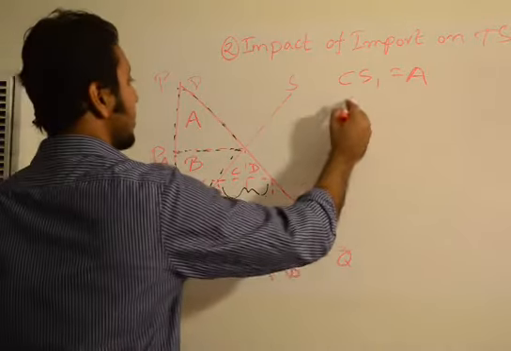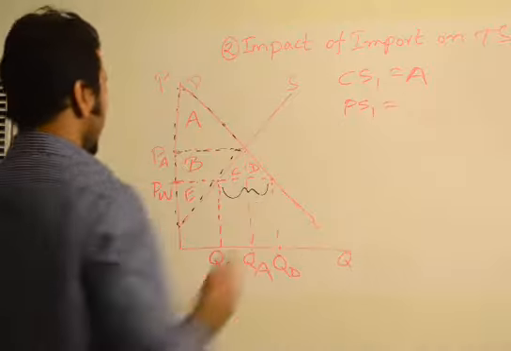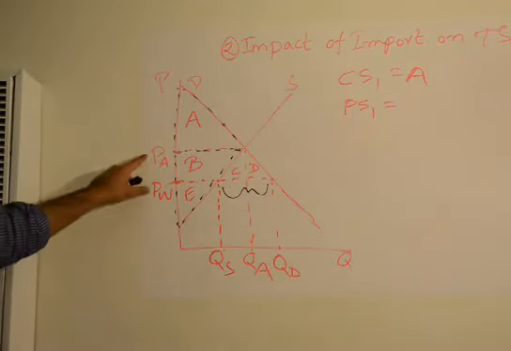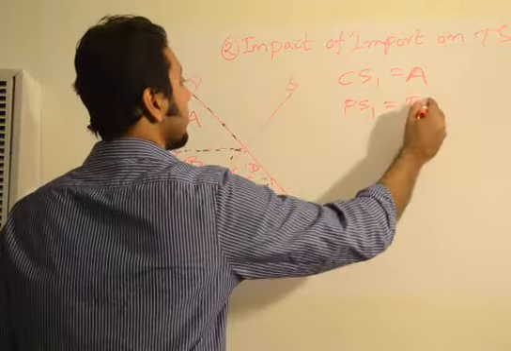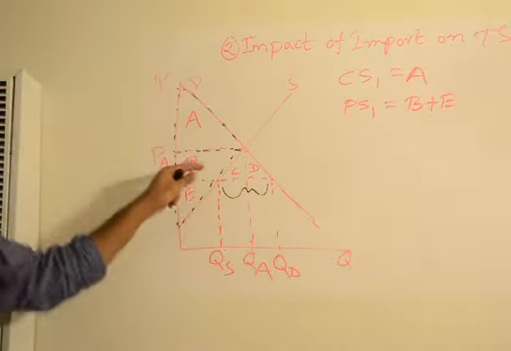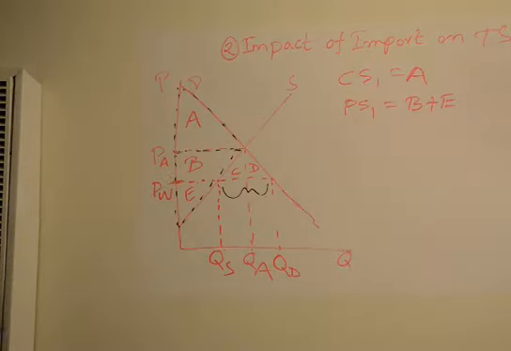And what about the producer surplus before trade? PS1 is the area given by the lower triangle, which is B plus E. B plus E is your producer surplus, and it was your producer surplus before import.